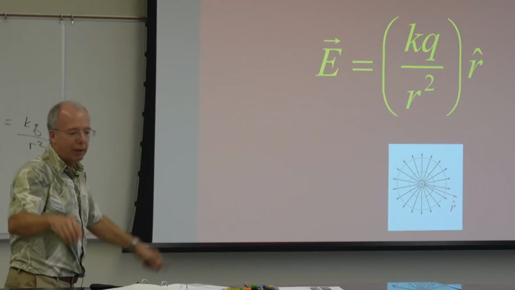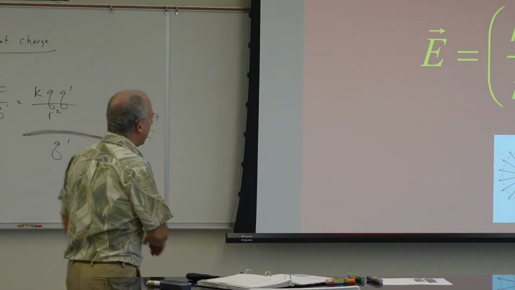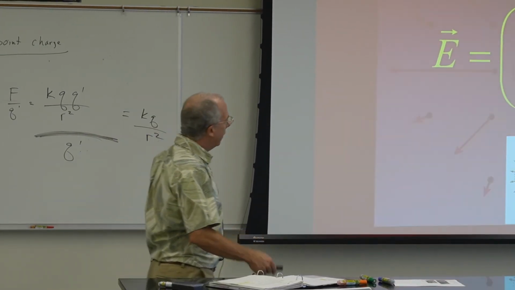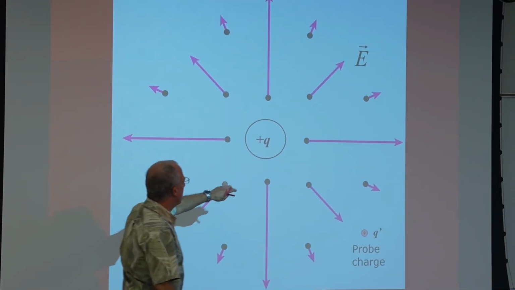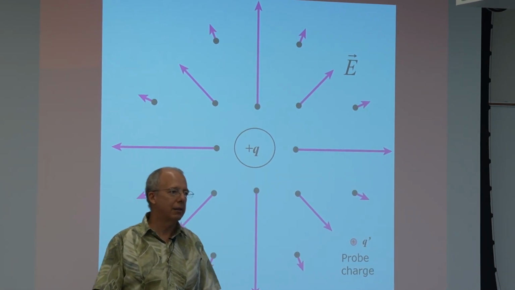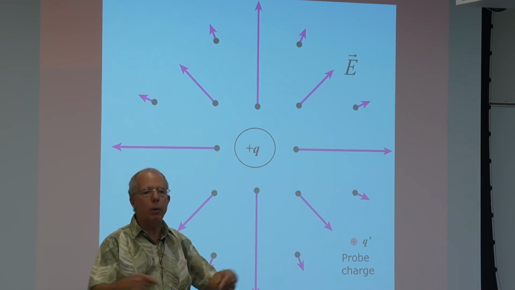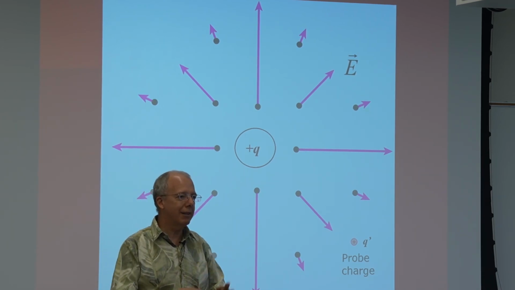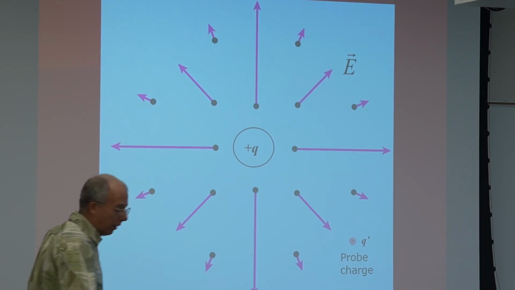Add them. By the way, this is for a positive, right? This is for a positive. What do you suppose it would look like if this were a negative charge? How would the arrows be directed? In. You want to remember that. It's the same thing, it's just that they point in. So it would look like this.